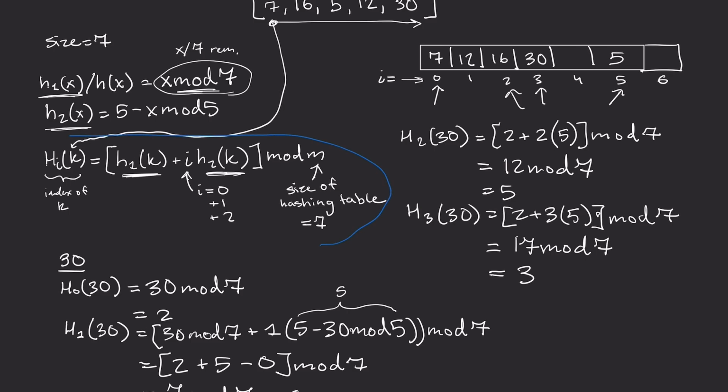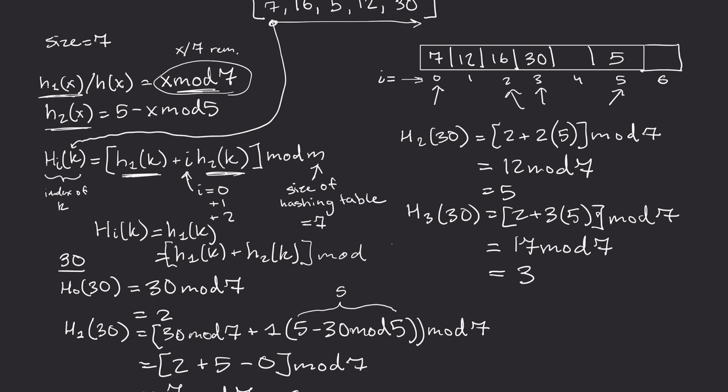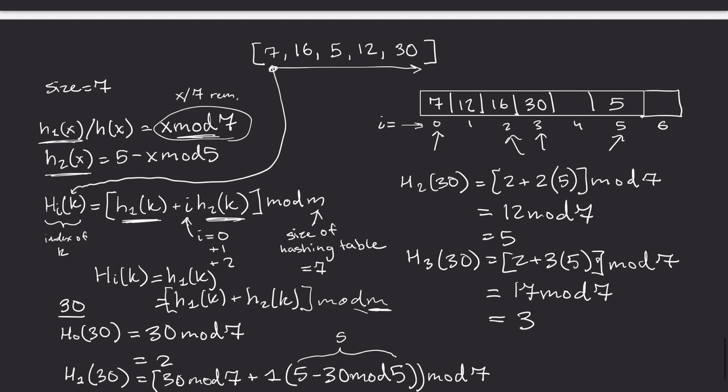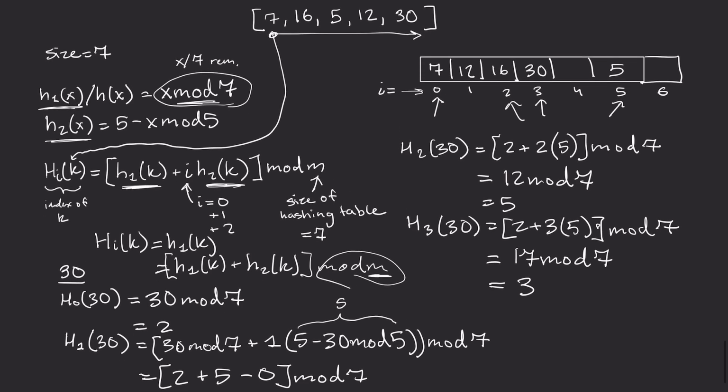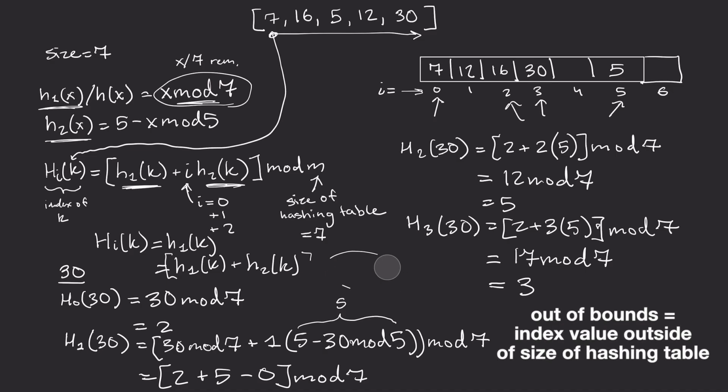Make sure you know that you're using this equation, because some people I've seen in tutorials say that, oh, you're just going to start at h1 of k, and then if the index is full, you're just going to say, oh, it's h1 of k plus h2 of k. That's not really what it is. Don't forget to mod the m, the size. Don't forget that it is really this function, because if you don't add the mod m afterward, it can go out of bounds. That's all I have today.